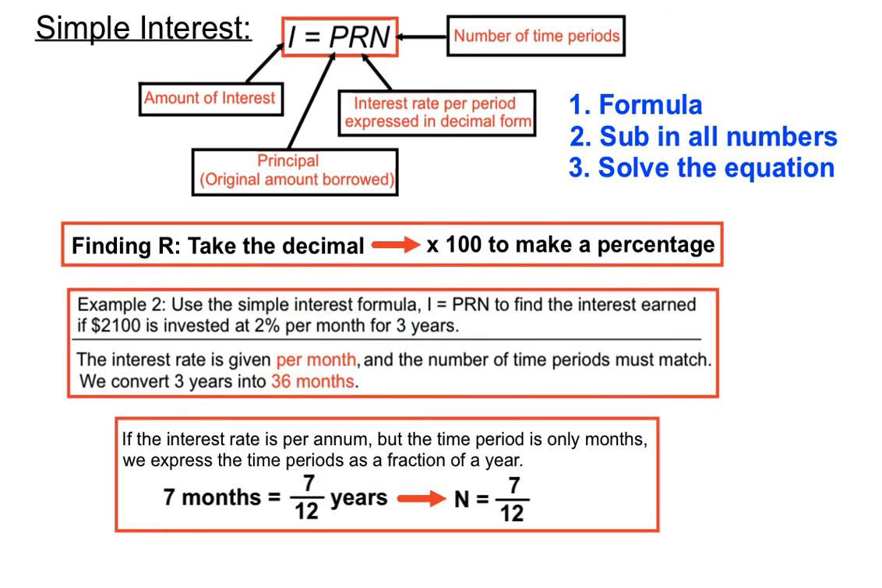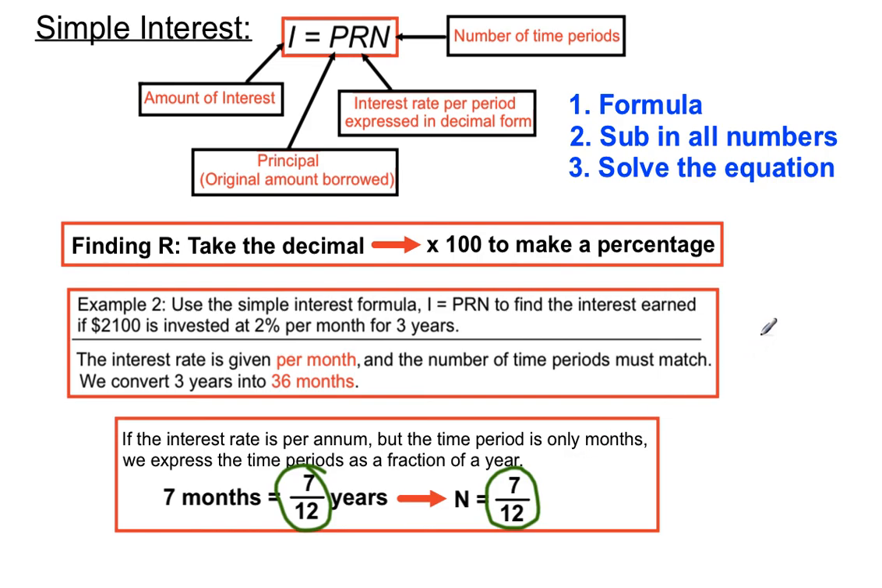And considering that, in that last example there, if the interest rate is per annum but the time period's only in months, we can think of what fraction of a year we have. 7 months is 7 out of the 12 months, so it's really 7/12 of a year. So if we want that 7 months to be talking the same language as the percentage interest rate per annum, then 7/12 is the value we put in that final example.